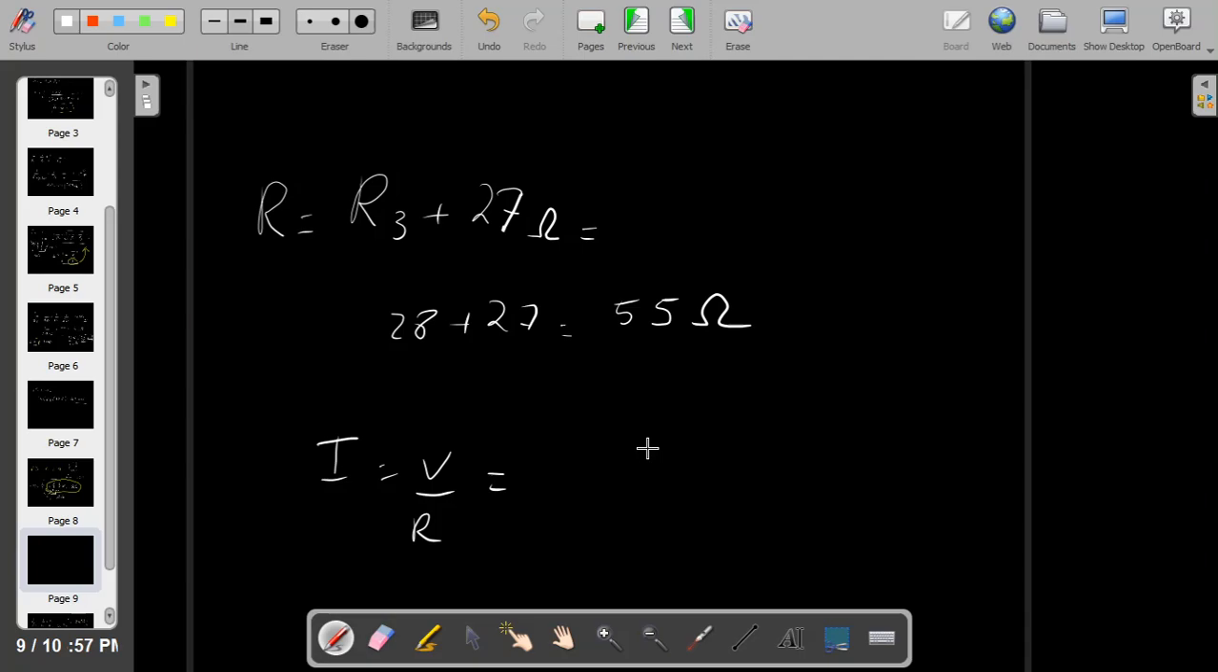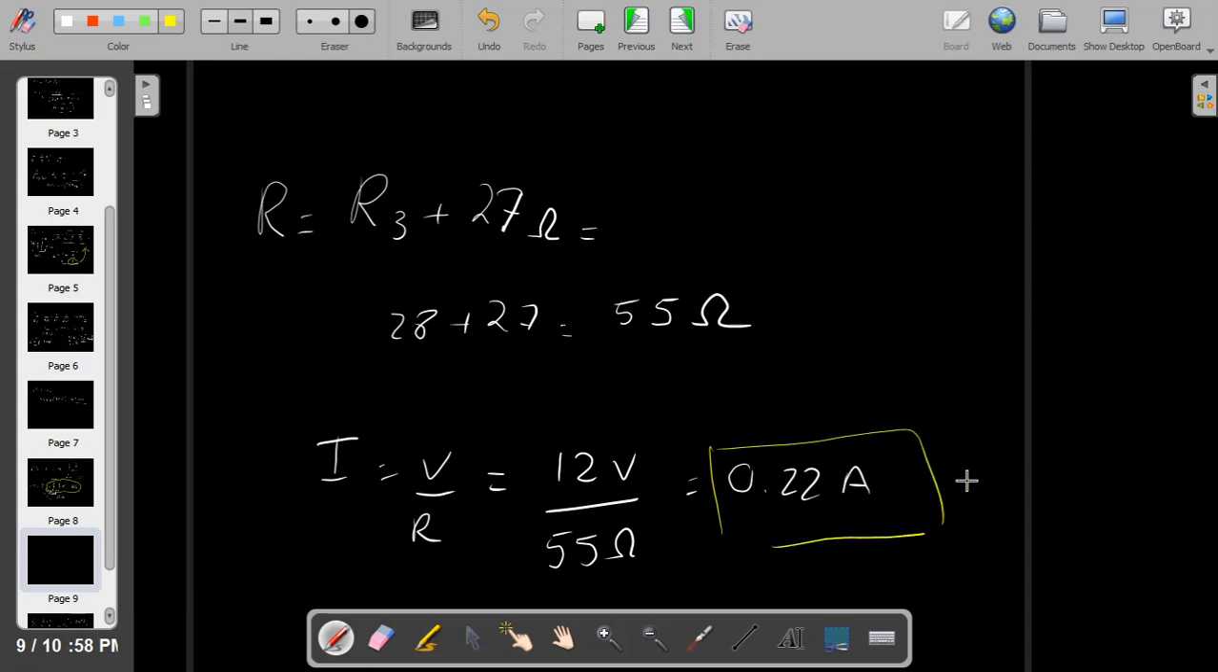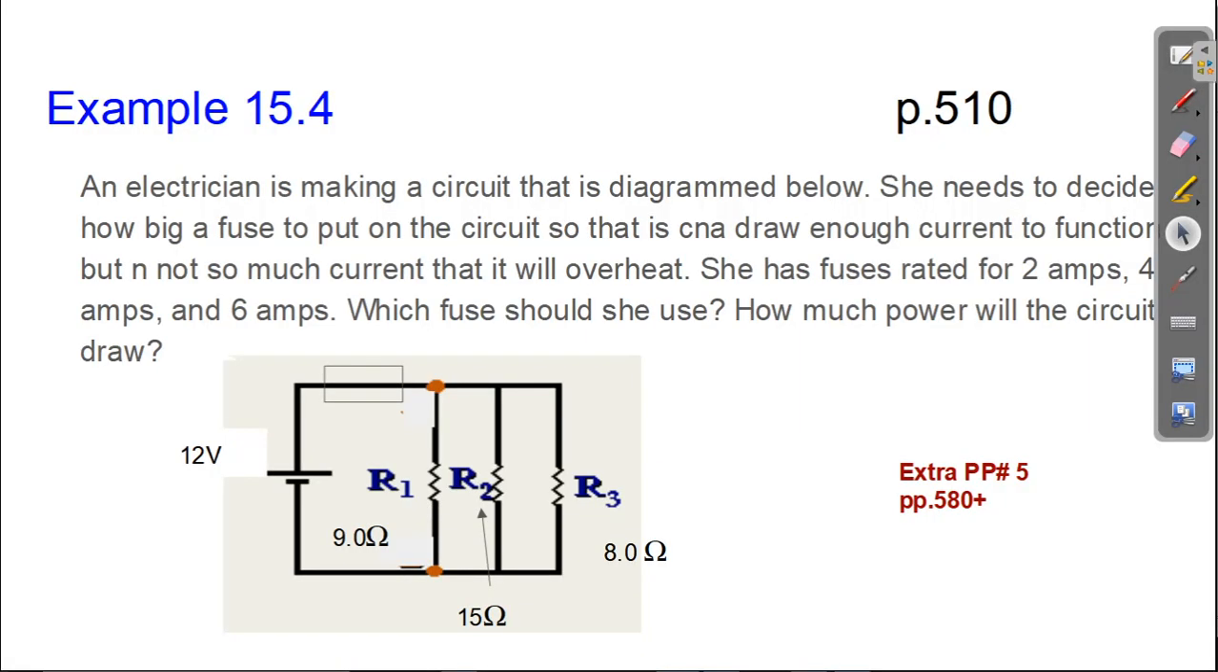The voltage was, I don't have it in front of me, but I'm going to have it in a minute. It's 12 volts. You found the resistance, 55 ohms. Do the math in your calculator, and your current, your flow of electrons, is 0.22 amps. And that's your answer. That's where it came from. Okay, awesome. Let's go back to instruction.